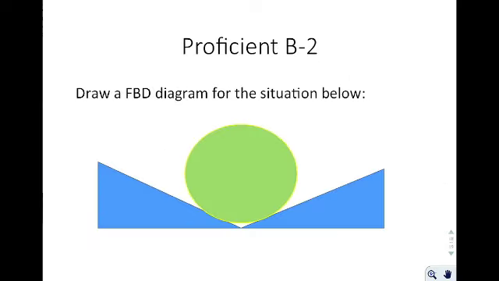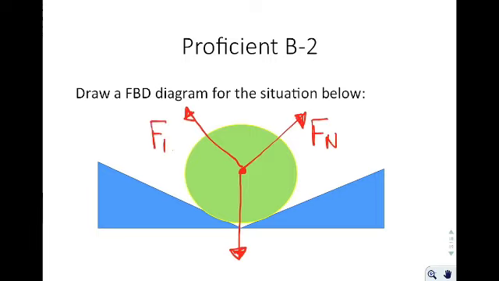Now we have the proficient example. This is draw a free body diagram for the situation below. If you were to look at this, we have an object that has weight, and that weight acts straight down. Now I have two surfaces here. So there's a normal force that's going to be perpendicular to that surface, and there's a normal force that's going to be perpendicular to that surface, and both of them can be considered normal forces. Sometimes we will distinguish and say 1 and 2, sometimes we won't. And finally you have the FG.